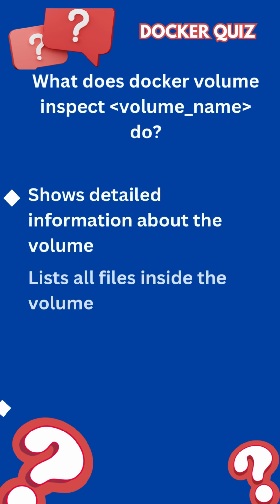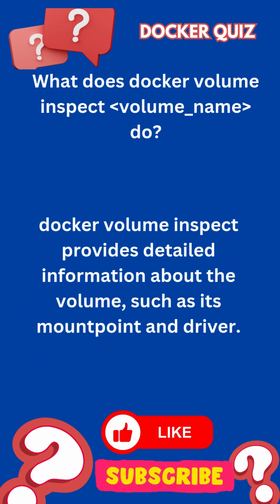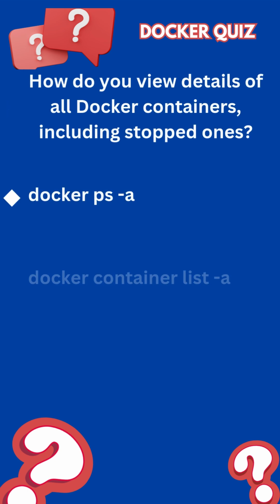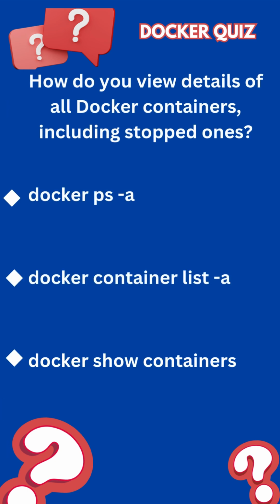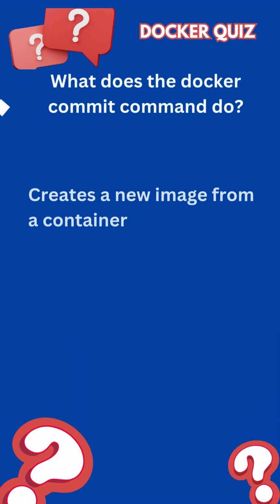What does docker volume inspect volume_name do? How do you view details of all Docker containers, including stopped ones? What does the docker commit command do?